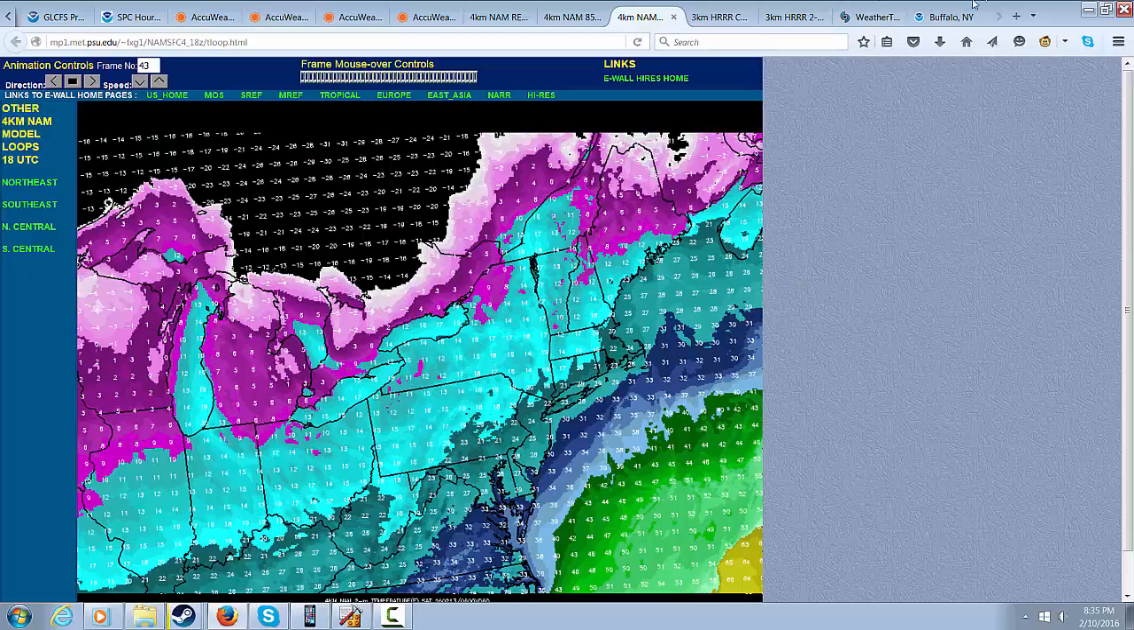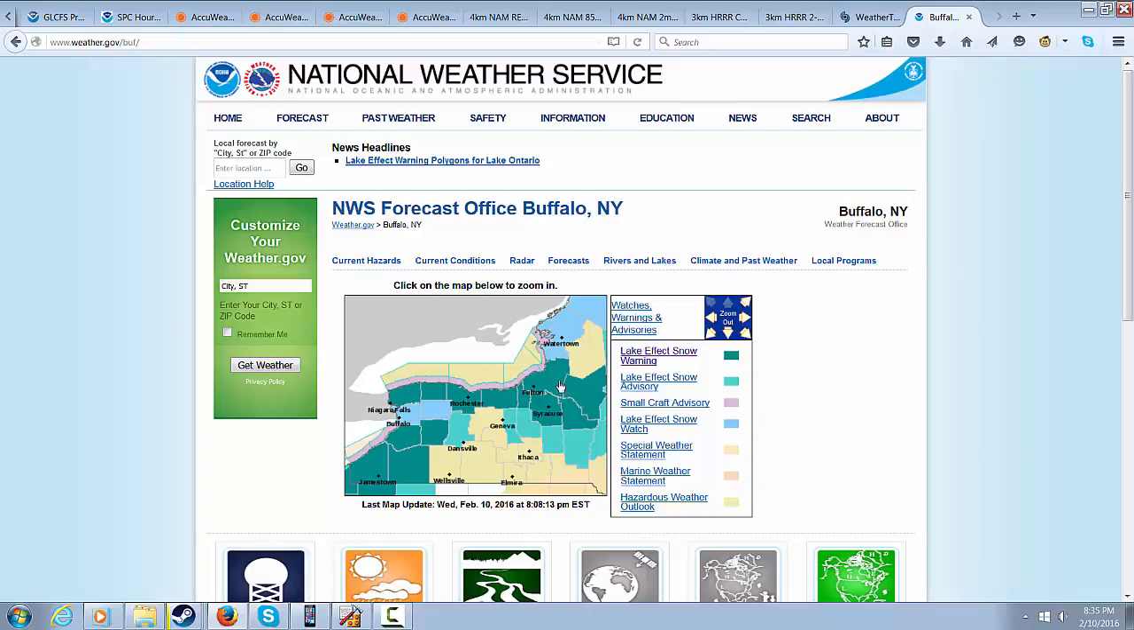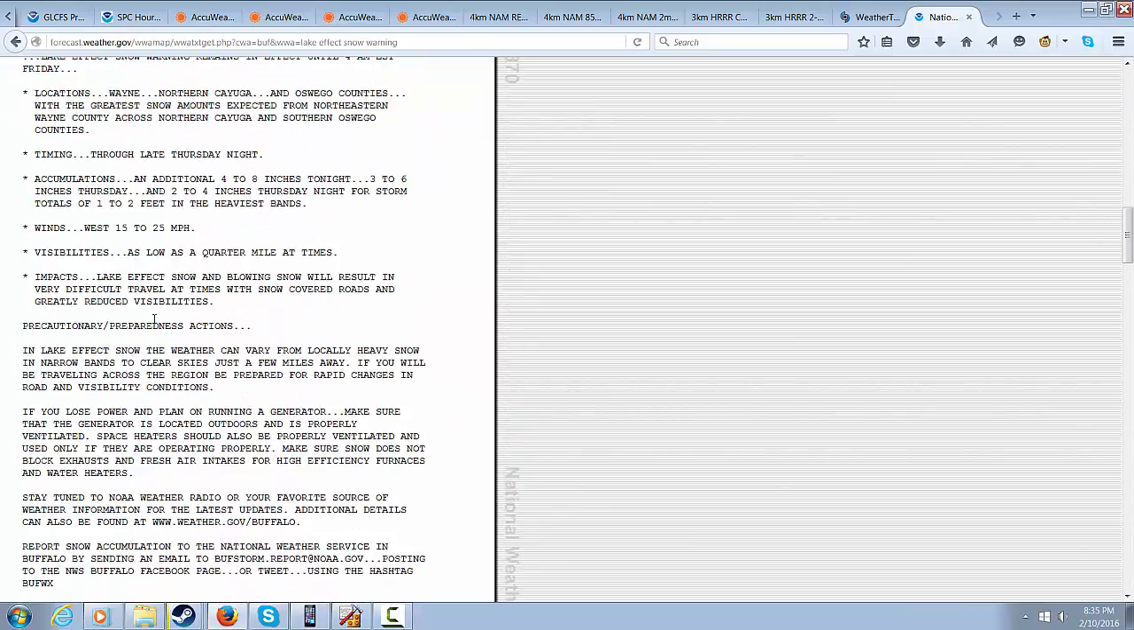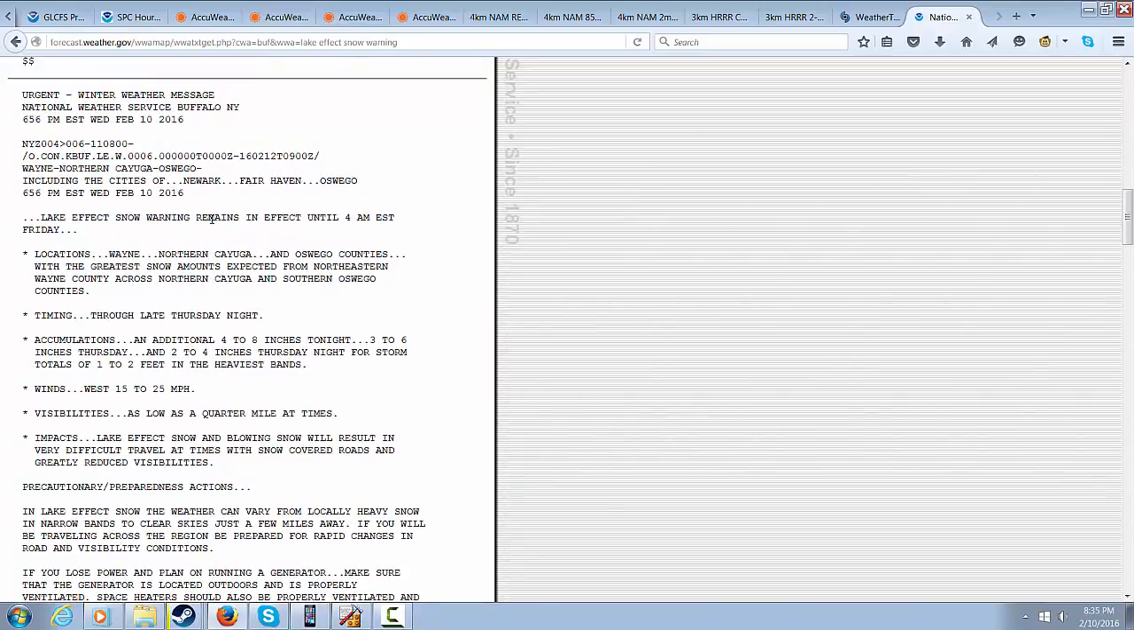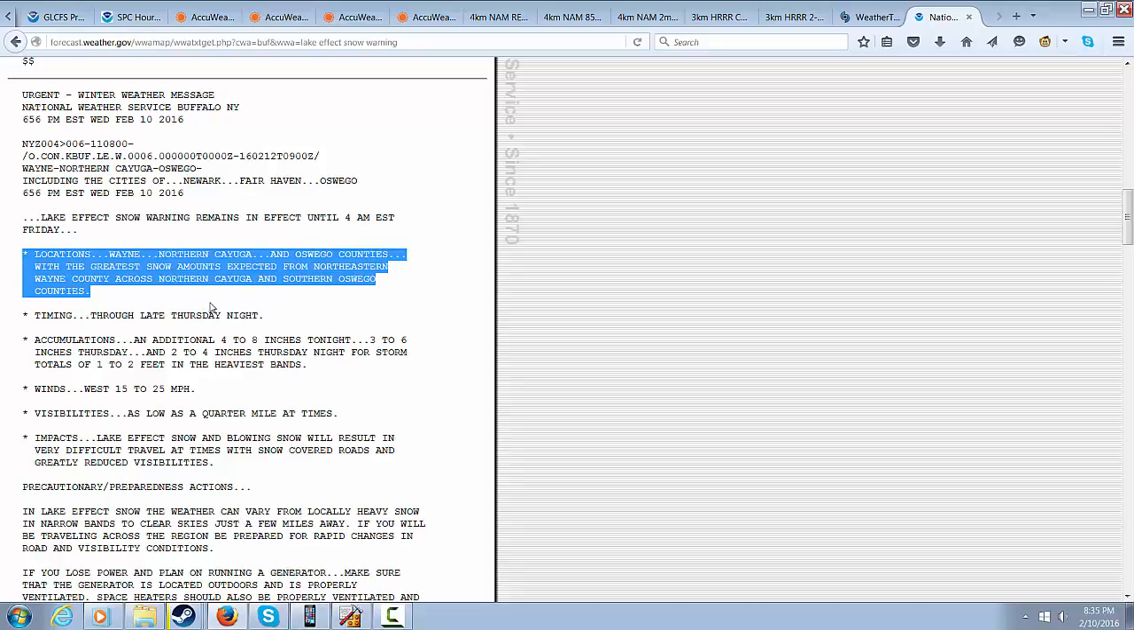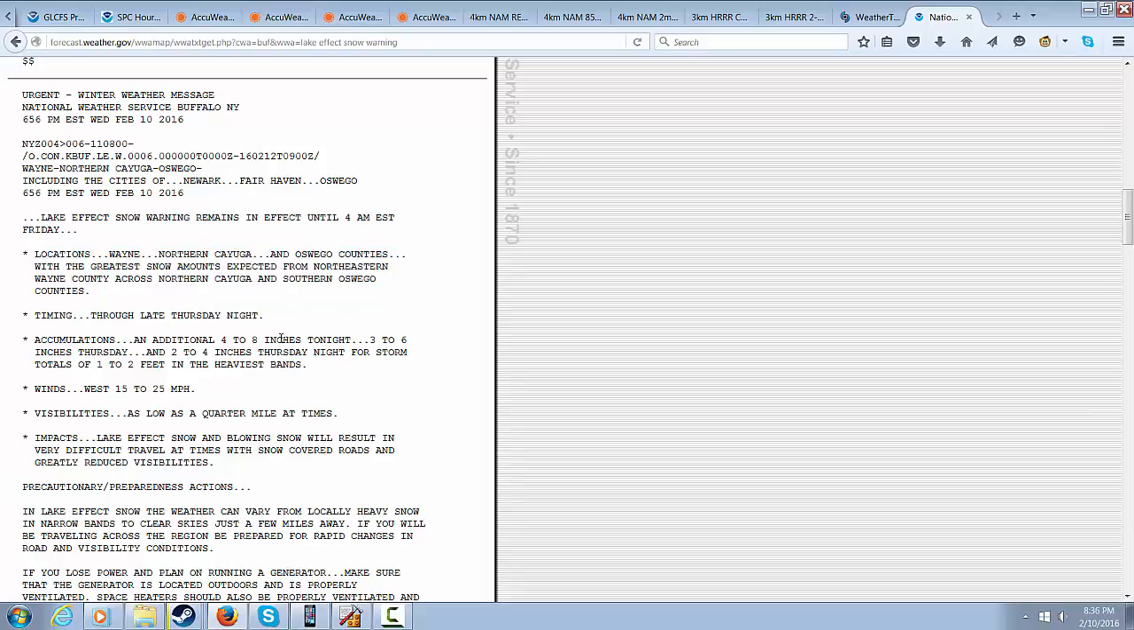Before I wrap things up here, the National Weather Service has issued a lake effect snow warning for Oswego, Oneida, Madison, Onondaga, Northern Cayuga, and Wayne counties. And there's also lake effect being addressed and warned and advised from the National Weather Service downwind of Lake Erie. So, just taking a quick look at their lake effect snow warning. The warning remains in effect until 4 a.m. Eastern Standard Time Friday. Locations: Wayne, Northern Cayuga, Oswego, Onondaga areas.